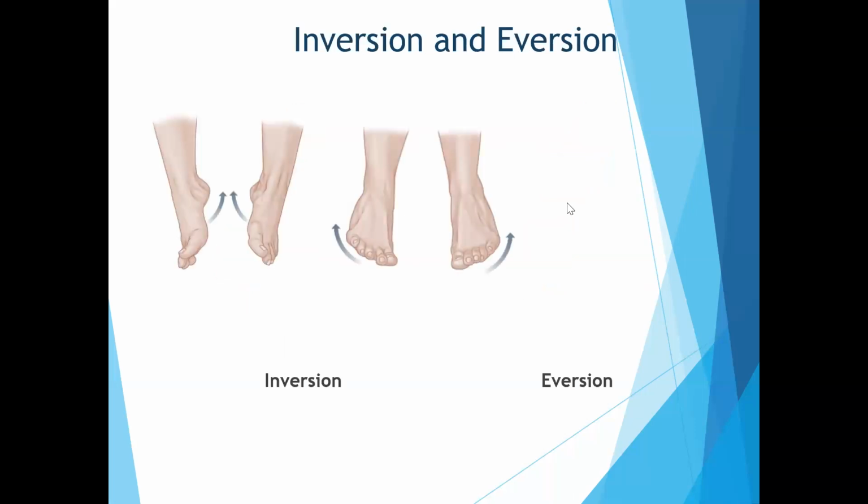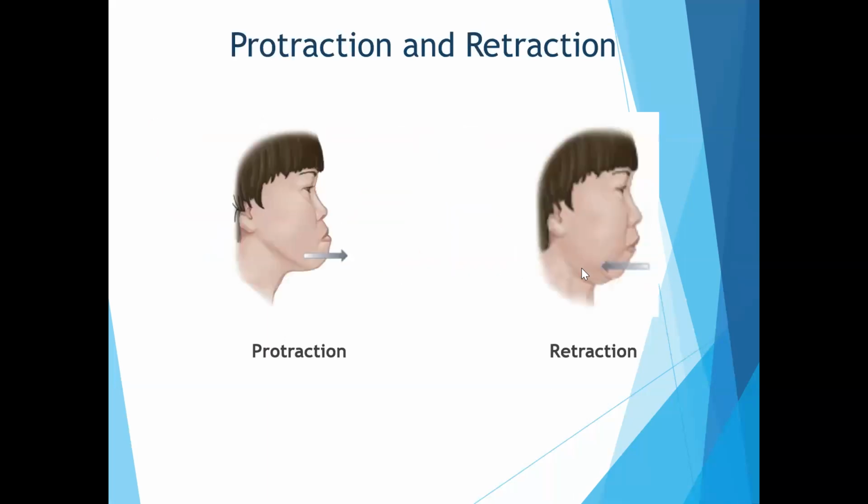All right, inversion and eversion, this is specific to the ankle. Inversion is pulling your ankle in, and the big toes go towards each other. Eversion is going out or laterally, so your pinkies are going out. Protraction and retraction, we can do this with our jaw, we can do this with our neck. Protraction is when we push out away from the body. Retraction is when we pull it back in. So think protraction is sticking your jaw out. Retraction is almost pulling your teeth back in, or with your neck doing a double chin.